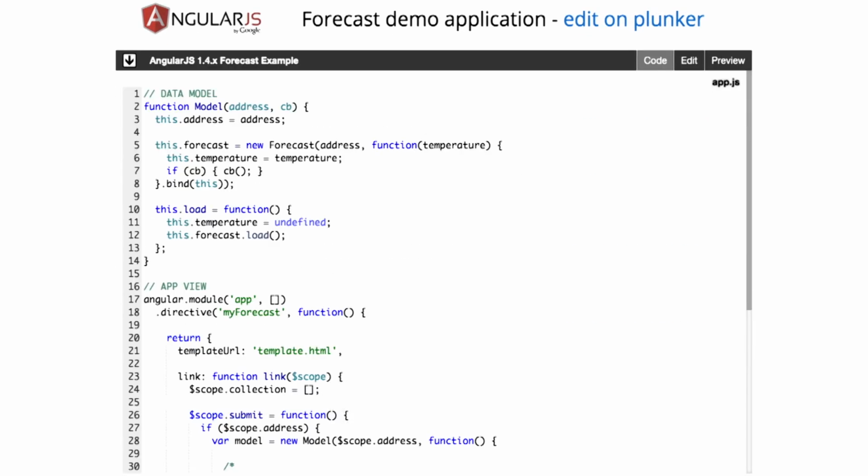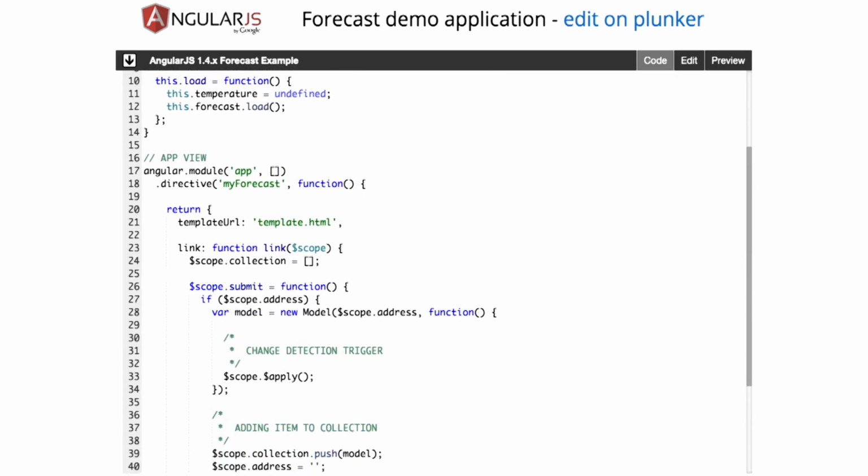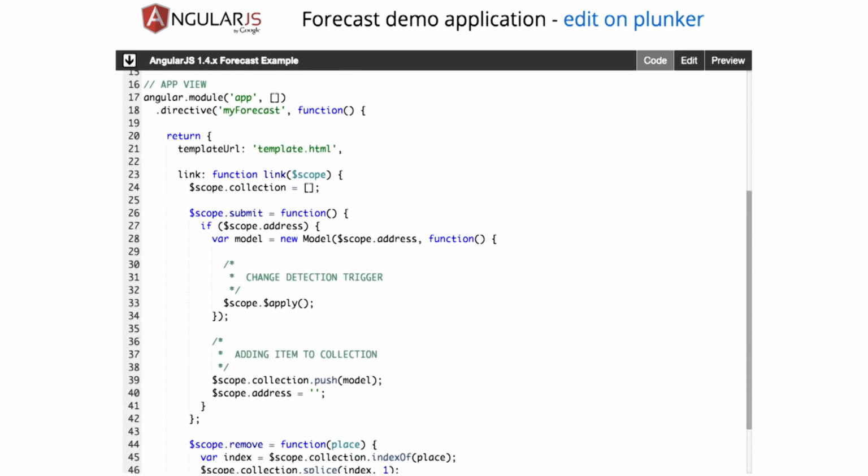So AngularJS code is more simple, but separated into two files. I created a special model constructor, but it doesn't have to be in a real-life application. It presents the data that I created for Backbone, for better understanding. So this also has a property address, forecast, and a method load, which does the same thing. And we have a directive, my forecast, which will connect the template to the view.